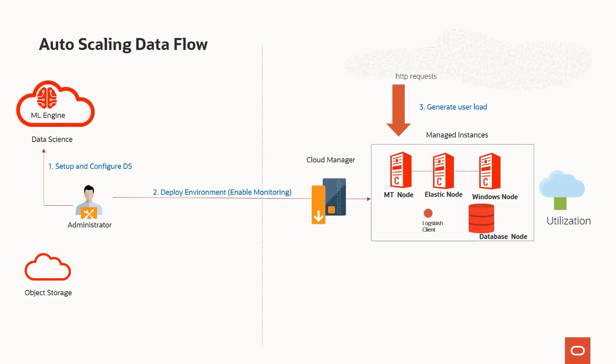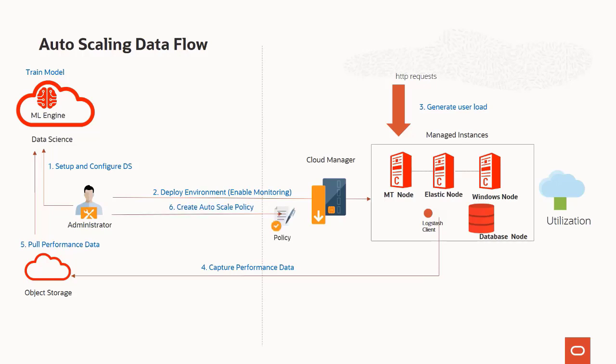Cloud Manager runs a weekly job that collects performance data for the instance and pushes the performance data to the object storage bucket. Another weekly job pulls this performance data, trains the model, and publishes the machine learning model in data science. Steps 3, 4, and 5 need to run for at least 3 weeks with enough sample load in order for the predictions to be accurate. Once the model is trained with this data, define a scaling policy using Policy Manager.